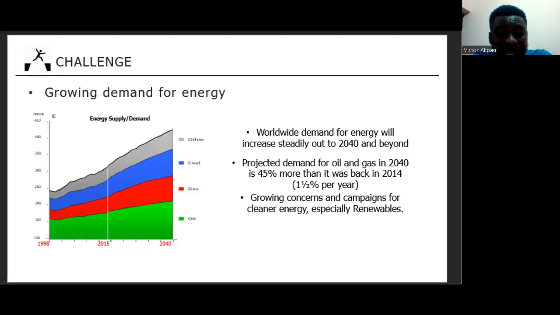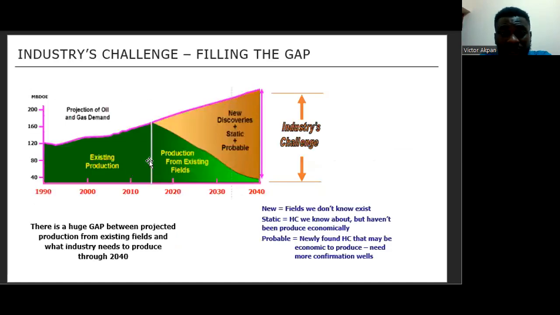1.5% increase per year. And this is just one of the growing concerns, of course, alongside campaigns for cleaner energy, use of renewables to replace fossil fuels, which has contributed to emissions that have depleted the ozone layer, which has given rise to increased sea levels, drought in many countries, wildfires in many countries, and even flooding as well. So these are challenges that we are facing as an energy industry, but specifically as an oil and gas industry, we have our own challenge as well, in line with the global challenge, which is the ability to meet up with the global demand for energy.